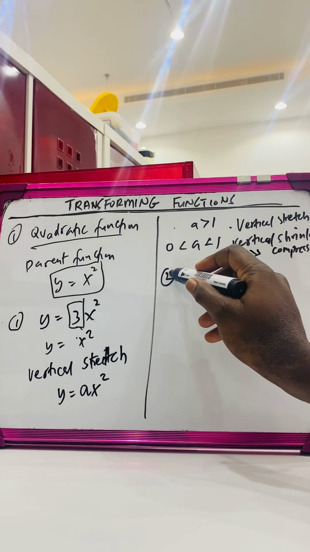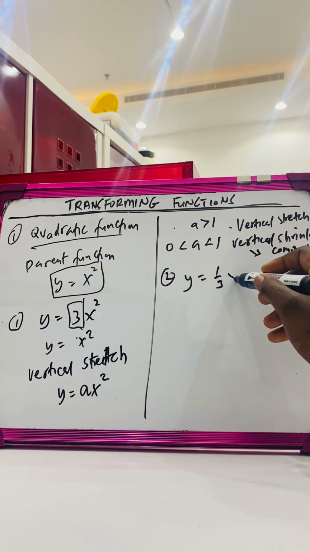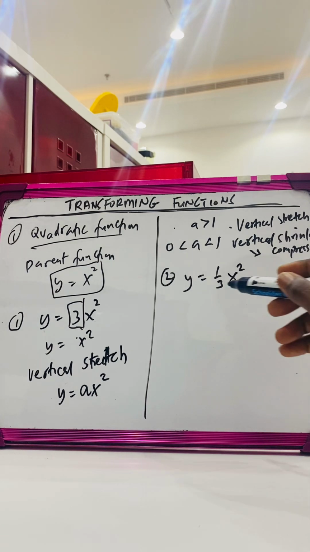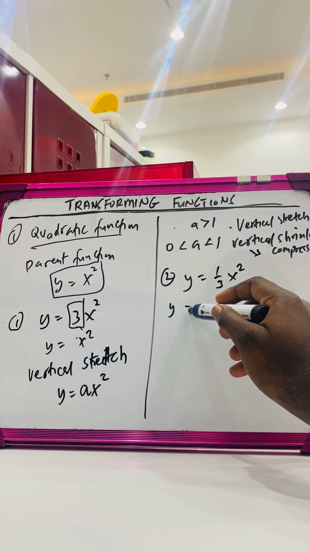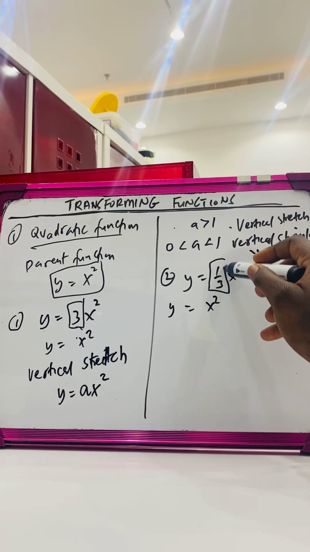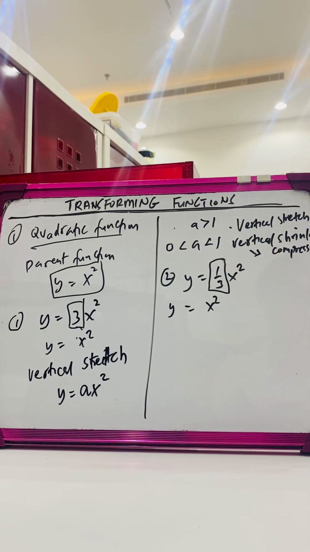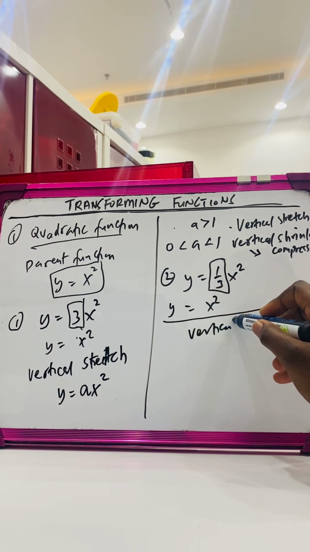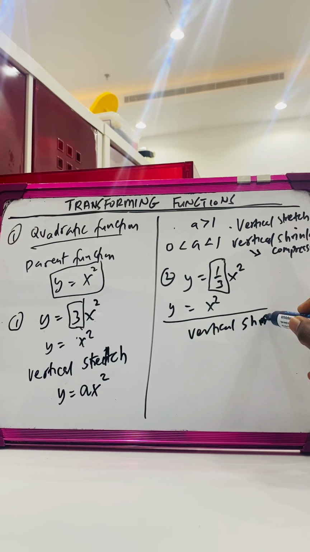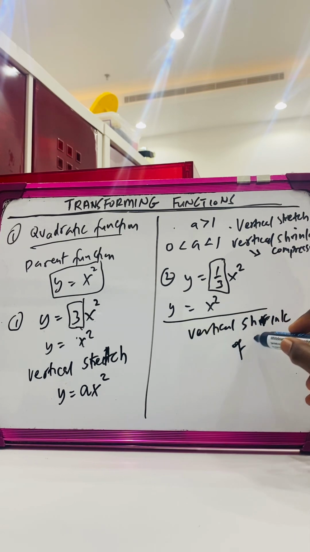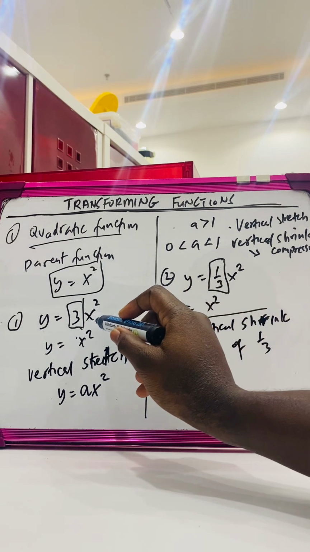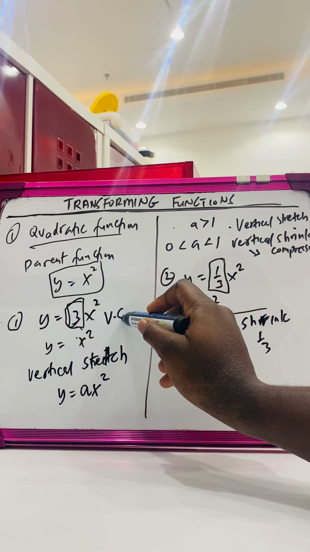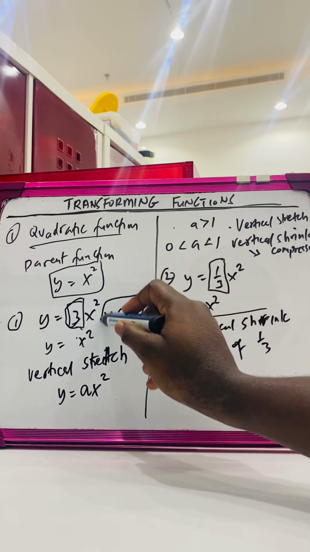For instance, if I take example 2, y is 1/3 times x squared. So I would have to compare this to the parent function, y is x squared. What has been the change? The only new change here is that every y value becomes smaller by 1/3. So what is the transformation here? There is a vertical shrink of 1/3. And what is the transformation here? There is a vertical stretch of 3.